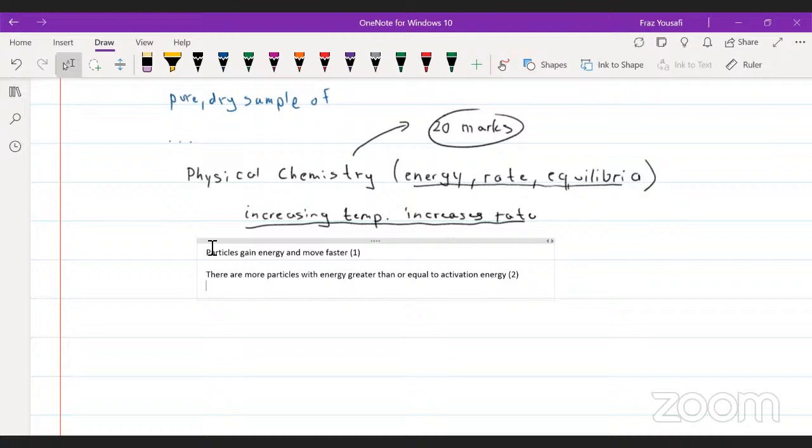So particles gain energy, move faster. There's now more particles with energy greater than or equal to activation energy, which in turn increases the frequency of collisions, increasing the rate of reaction, right? This is the way we want to go about doing this, okay? Any questions there?